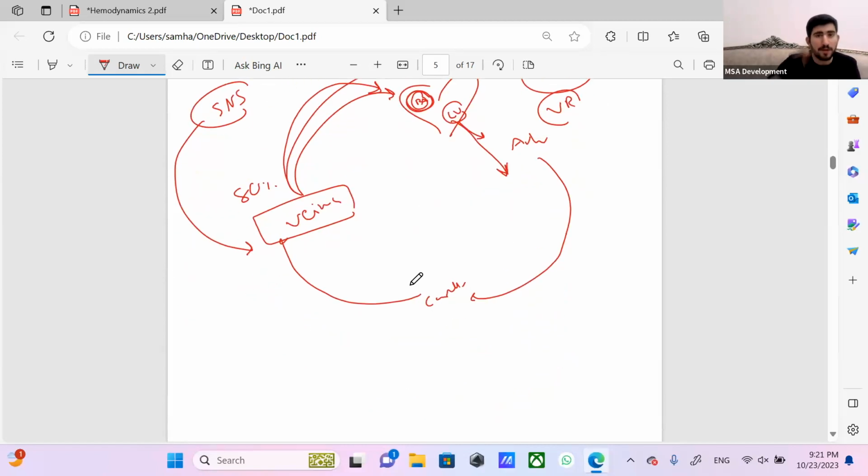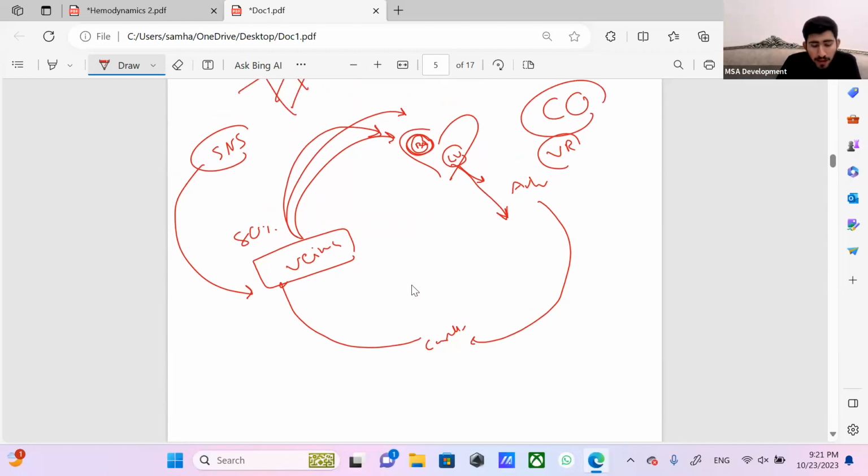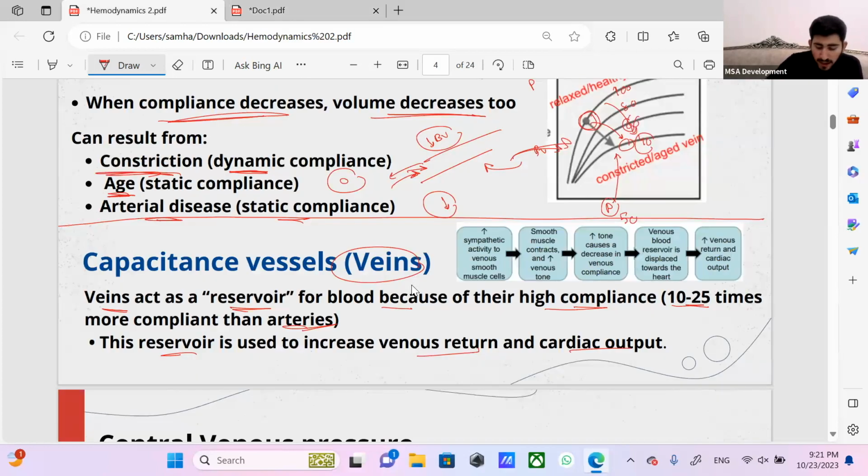So for the last time, veins act as a reservoir for the blood. Most of the blood is in them because of their very high compliance. And if we need more blood, sympathetic stimulation will increase. It will increase the tone of the muscles of the veins. It will cause vasoconstriction of the veins. Blood will be pushed into the right atrium, which will increase venous return, and in turn it will increase cardiac output. And this is explained here in this weird, let's say, graph.